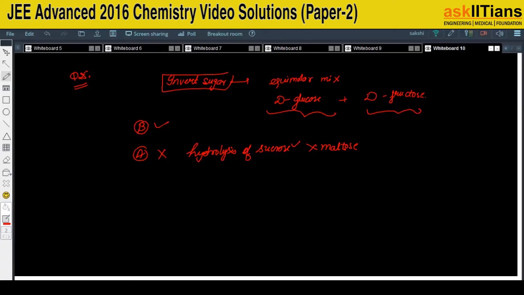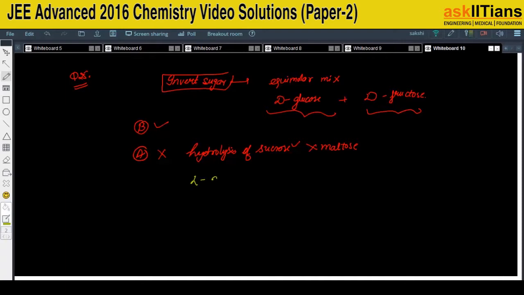Option C says that the specific rotation of invert sugar is minus 20. Let me help you solve this. How can I find out the specific rotation of the mixture? We know that invert sugar is an equimolar mixture of D-glucose and D-fructose. The values you have been given are the specific rotations of plus sucrose, plus maltose, L minus glucose and L plus fructose. So you can say the specific rotation of the mixture is half of the sum of the specific rotations of both the components.